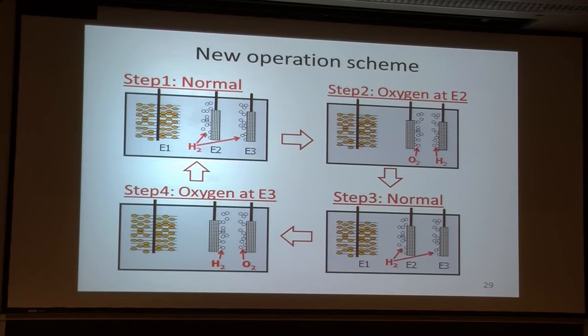In step 1, it is the same as normal MEC operation. Step 2, oxygen production at electrode 2. And step 3, going back to normal operation. And in step 4, we produce oxygen at electrode 3 so that we can deactivate the thick methanogen biofilm on electrode 3.